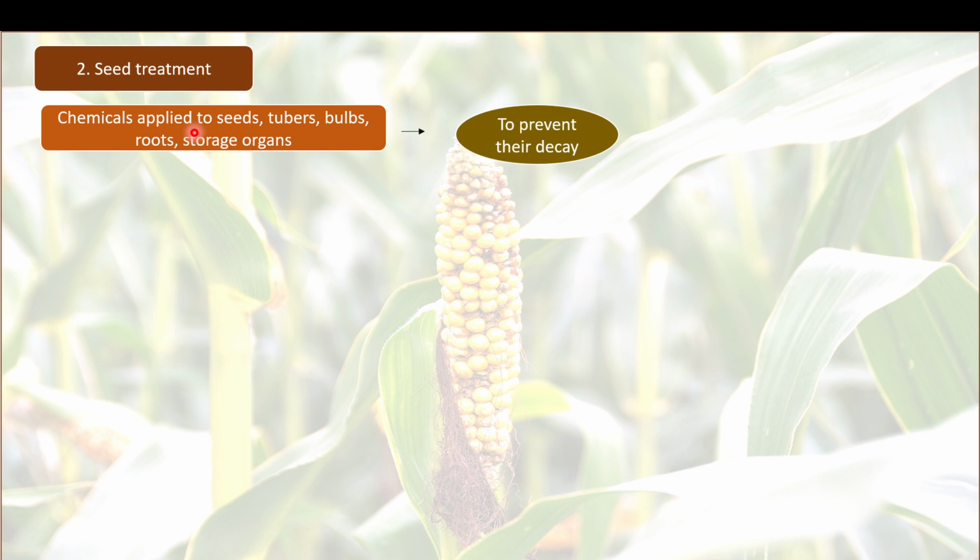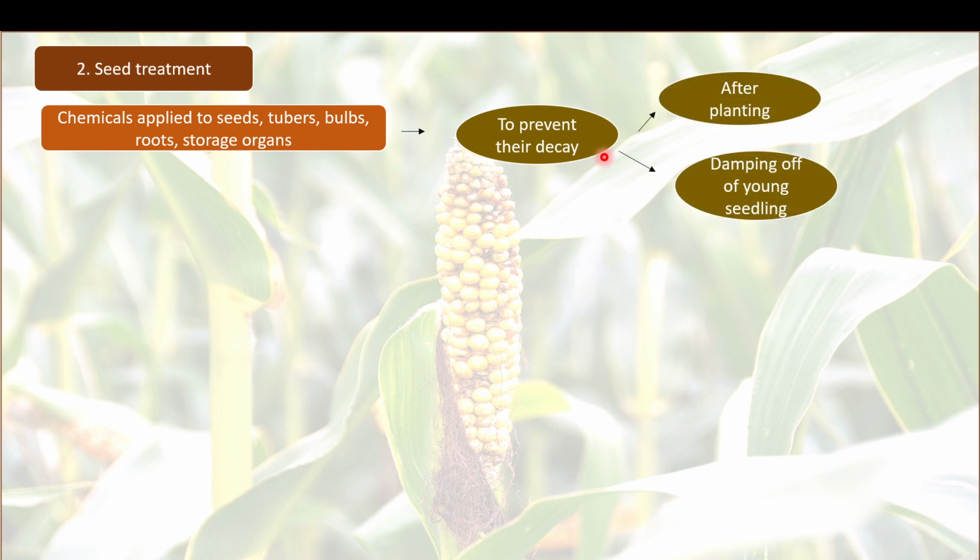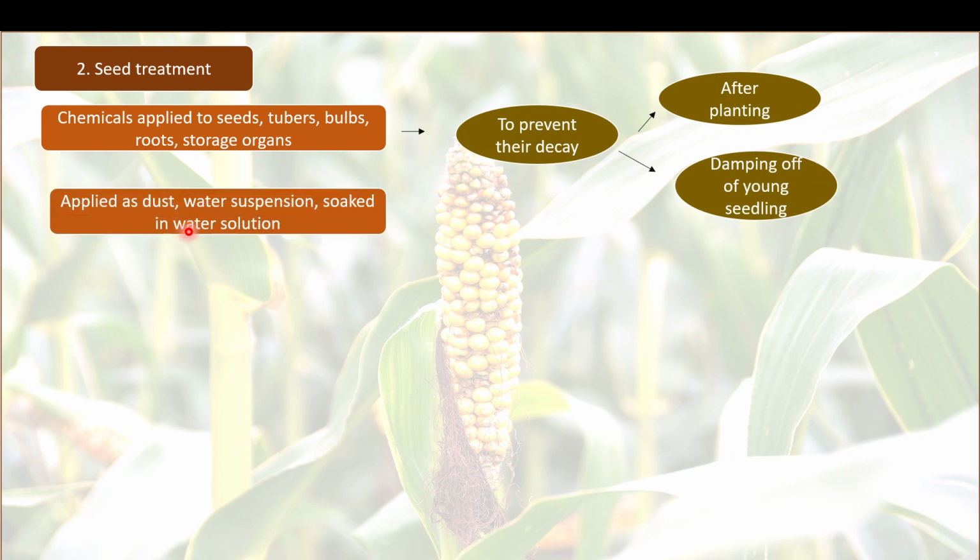So why are chemicals applied to seeds? To prevent their decay and also to prevent pathogens from attacking the plant and spreading from the seeds. So you have to protect all these parts after planting, and damping off of young seedlings can also happen. So to prevent both of these situations, seed treatment is important.